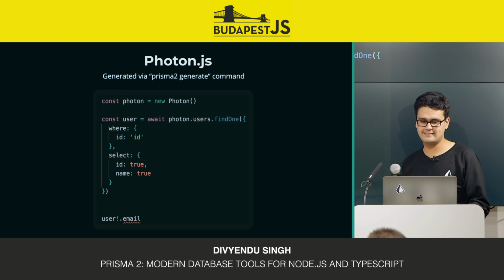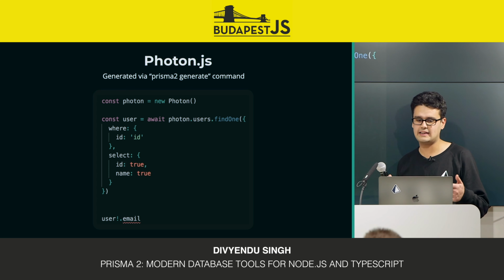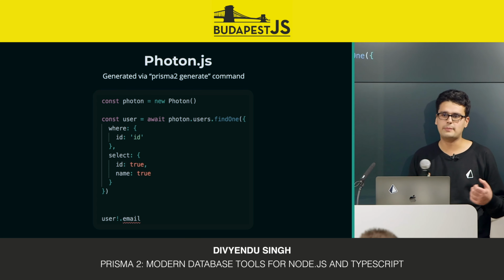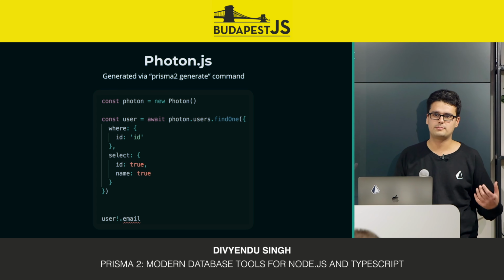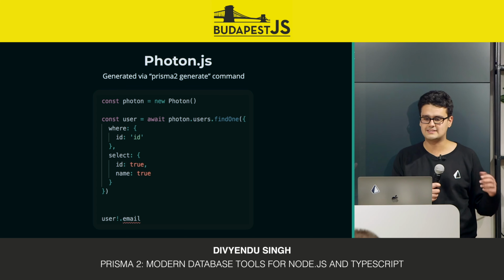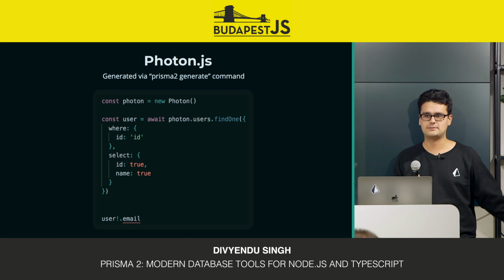So, for example, in this case, you're selecting ID and name, but you're trying to access email, and that won't work, and your code would fail at compile time. So you would know much earlier in the development process that something is wrongly accessed. So no more "undefined is not a function" or those kinds of things.